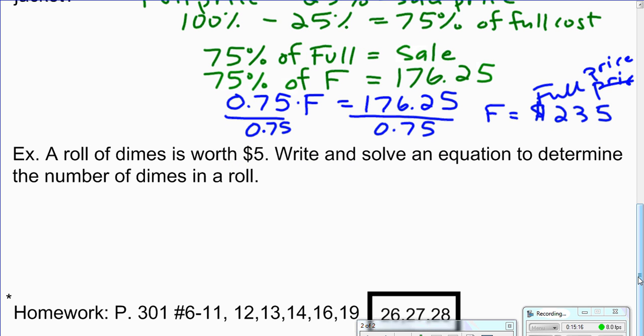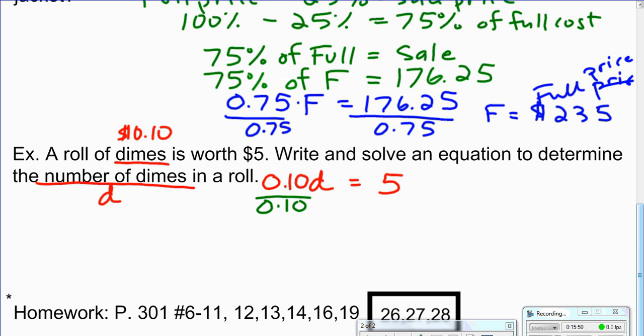A roll of dimes is worth $5, so keep in mind that each dime is worth 10 cents or 0.10 of a dollar. Write and solve an equation to determine the number of dimes. So we don't know the number of dimes, so let's call that D. Okay? So the number of dimes times 0.10 is going to equal $5. Each dime is worth 10 cents, or 0.10 of a dollar. So to find out how many dimes there are, divide both sides by 0.10. So we get 50 dimes.